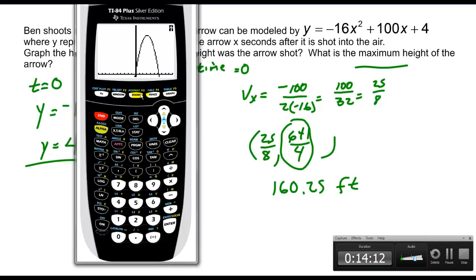If I want to find that maximum value, we know how to find maximums. I go second, calculate, maximum. I'm going to go to the left of that high point, anywhere is fine. Then I want to go to the right of that high point.